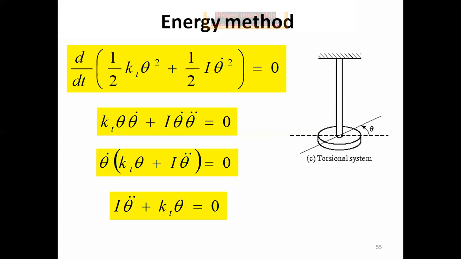So using the physics, the reality of the system, it means that theta dot cannot be equal to 0 at all times during the vibration. What does that mean? It means that the values inside the parenthesis must be equal to 0. So I theta double dot plus kT theta is equal to 0. So again, we get the same equation of motion for the system.